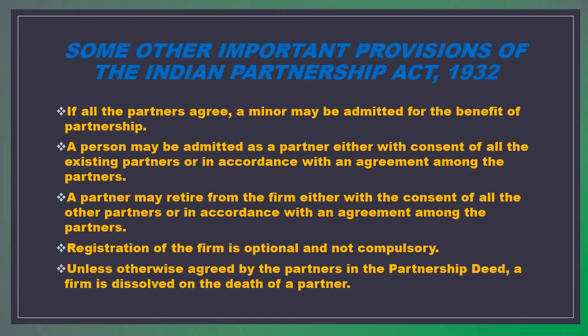Some other important provisions of the Indian Partnership Act 1932. Section 30 says, if all the partners agree, a minor, that is, a person below the age of 18 years, may be admitted for the benefit of partnership. Section 31 says, a person may be admitted as a partner either with the consent of all the existing partners or in accordance with an agreement among the partners. Section 32 mentions, a partner may retire from the firm either with the consent of all the other partners or in accordance with an agreement among the partners.